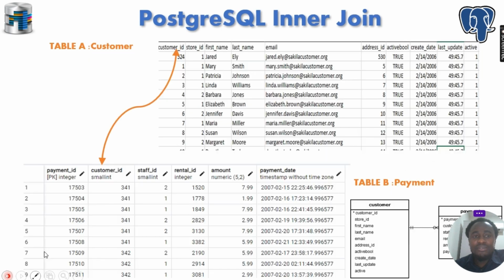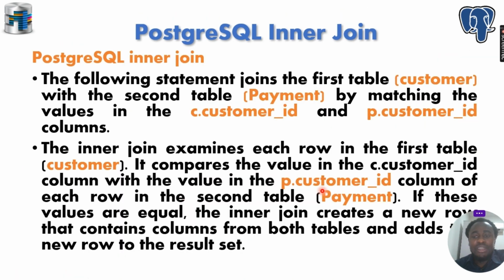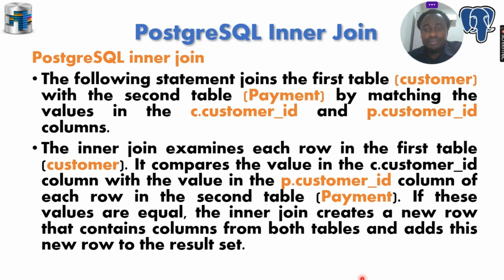So it compares the value in this customer table. It uses the customer ID column to compare the values in the customer table and the customer ID column in the payment table. So it compares both of those values together. And if these values are equal, the inner join creates a new row that contains columns from both tables. And of course, it adds that new row to the result set.